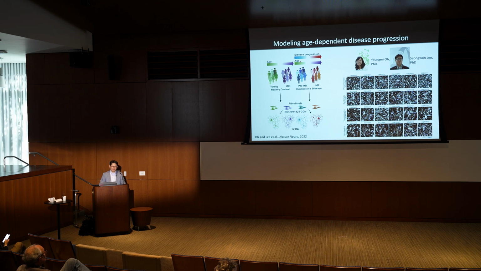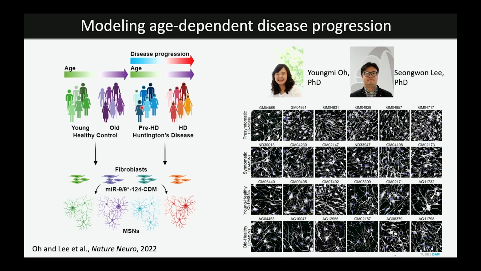To take this idea further, Younghee Oh and Sungwon Lee, who are now running their own labs, tried collecting fibroblast samples from younger patients before they show any symptoms but who still have the mutation. They compared them to neurons derived from symptomatic, older patients, and to controls without mutations, both young and old, generating four different neuronal populations: control young, control old, and pre-symptomatic younger and older patient-derived neurons.